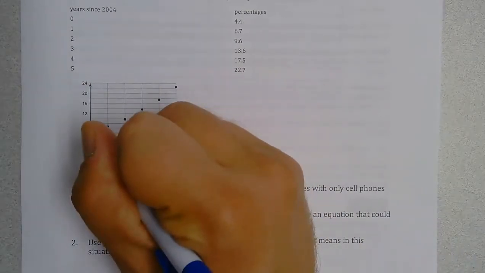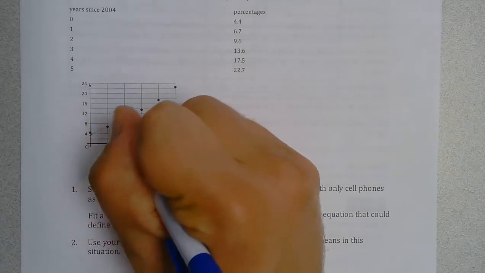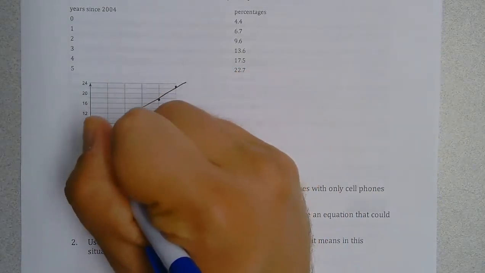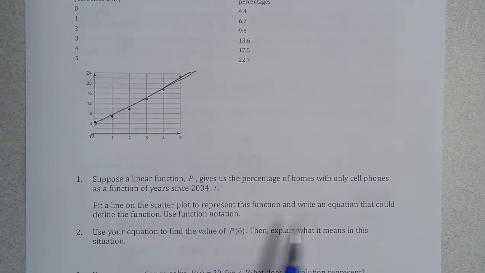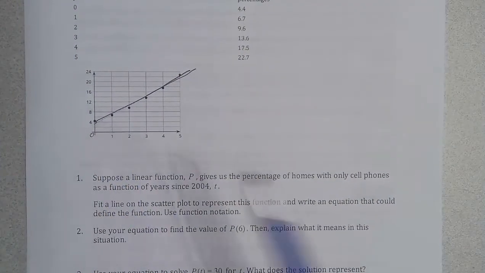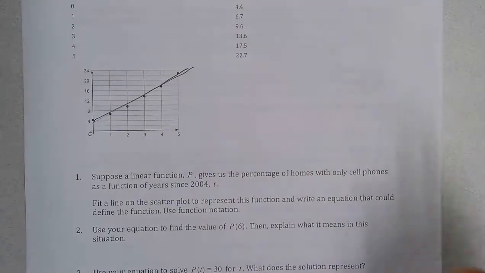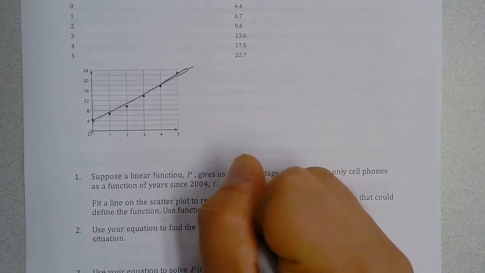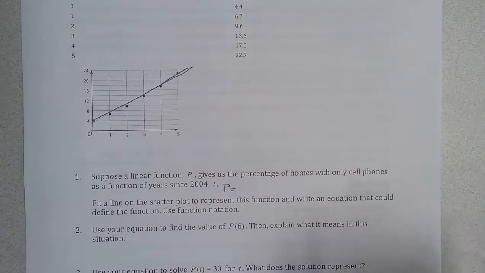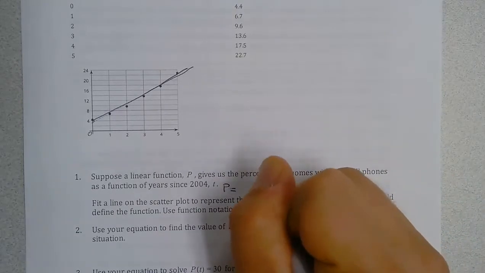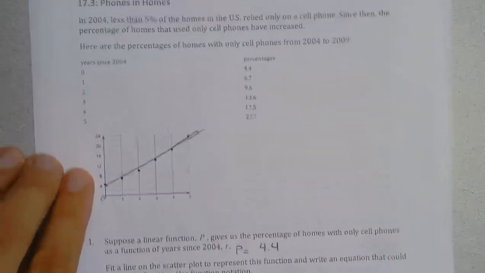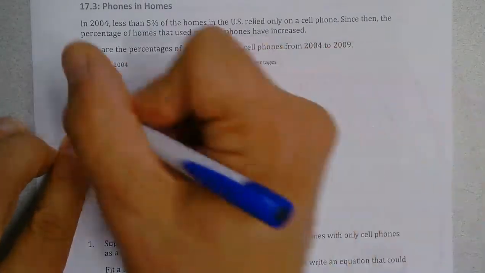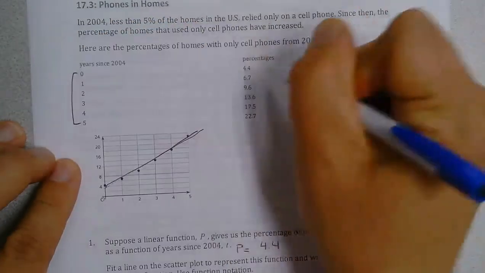So my line of best fit here, I'm just going to draw it in through there. And we're going to write an equation. So on here, what I'm going to do is go P is equal to, and I'm going to start with 4.4%. And then what I'm going to do is figure out the average slope over the 5 years.